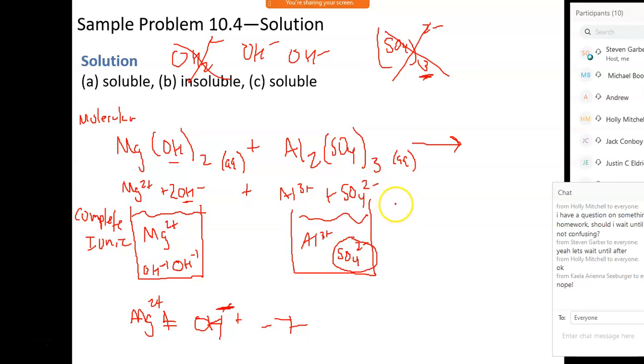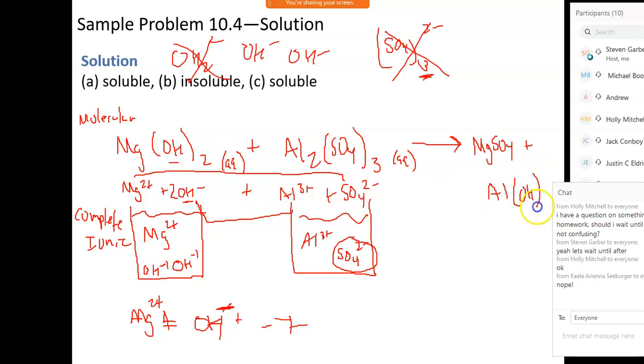Okay. So now your magnesium is going to pair up with your sulfate to form magnesium sulfate. So it's a 2-to-2 ratio or a 1-to-1 ratio. So your formula for that is MgSO4. So magnesium sulfate. And then your aluminum is going to pair up with your hydroxide, so you need 3 hydroxides for every aluminum. So that formula is going to be Al(OH)3. Okay, so any questions on those?